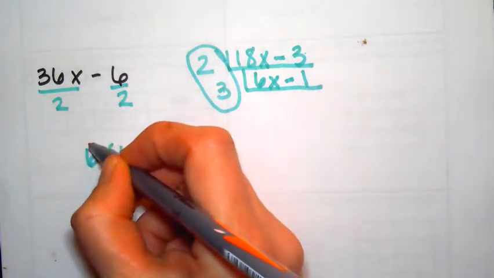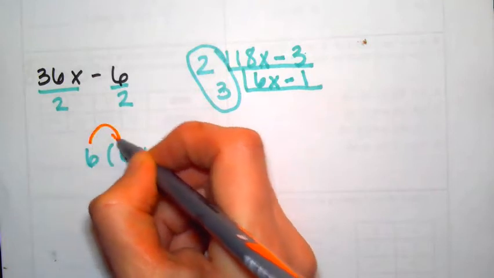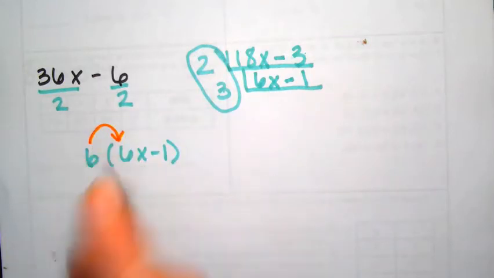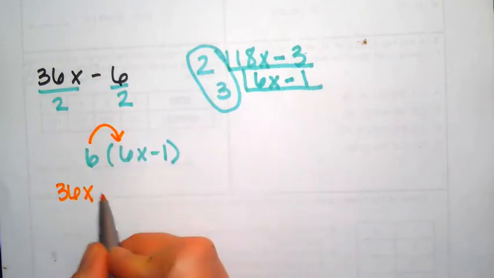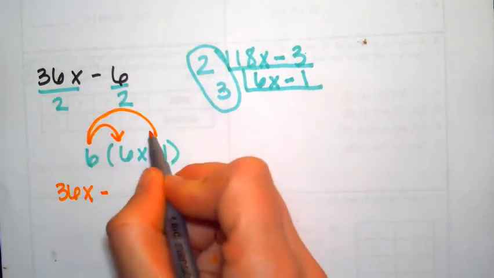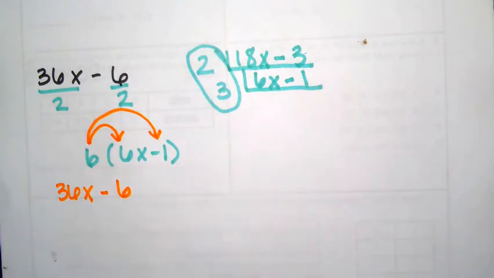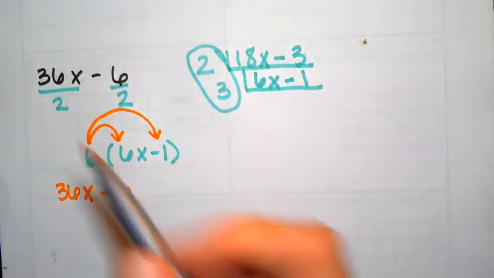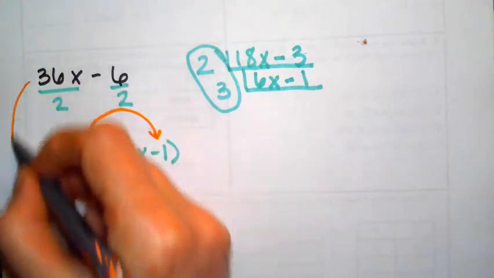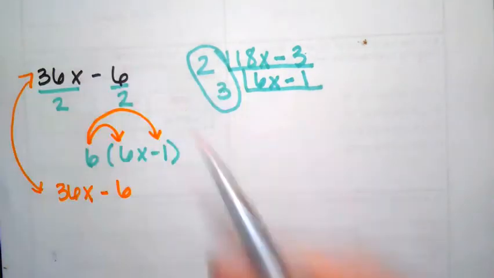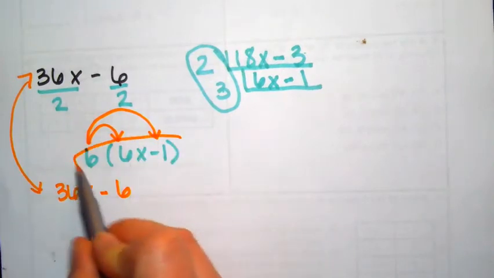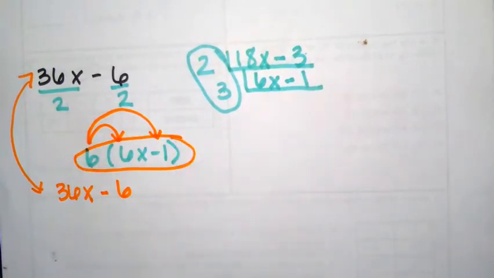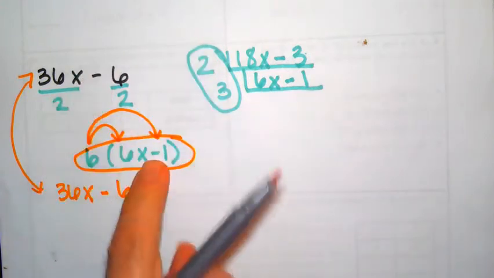Okay, I'm going to double check my answer. 6 times 6x, that's 36x. Drop down the minus. 6 times 1 is 6. So I redid the distributive property to expand this just to double check. Yay! These two match, which means that this final answer is correct. These two expressions are equivalent.